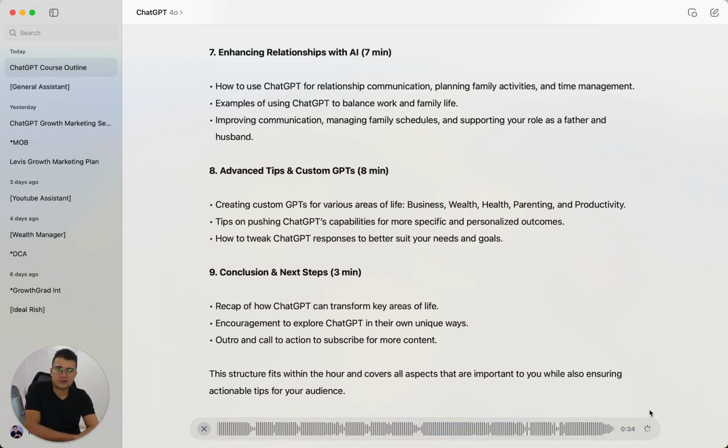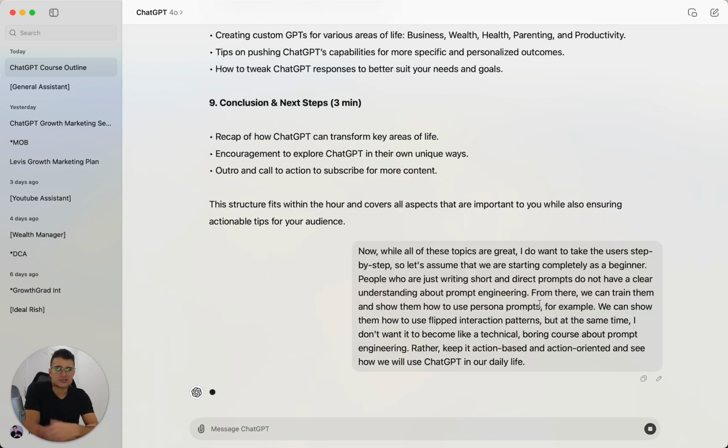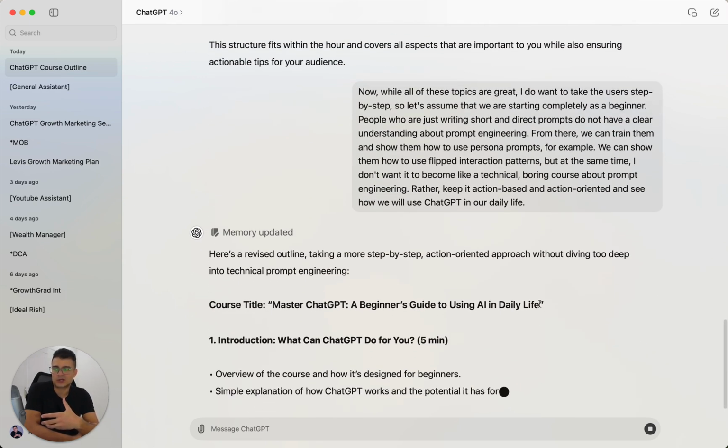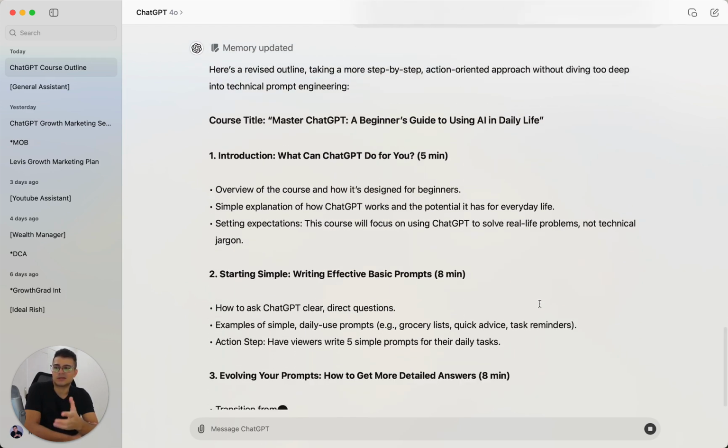Now, these are all different kinds of prompt patterns. But as you heard in my voice note to ChatGPT, what I'm saying is I don't want you to make a boring course. I want you to keep it fun and actionable. And that's exactly what I'm doing right now as I'm using ChatGPT to make the course outline. So now it's come up with a course title, which is Master ChatGPT, A Beginner's Guide to AI.